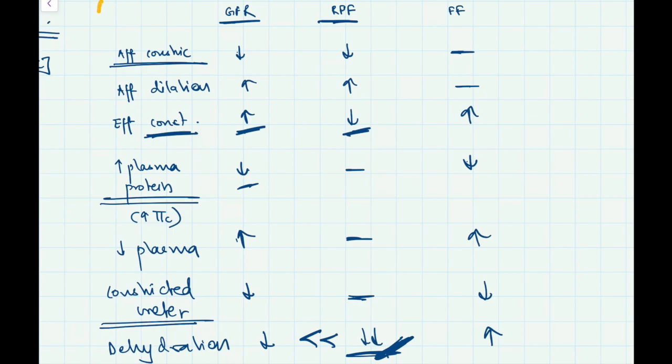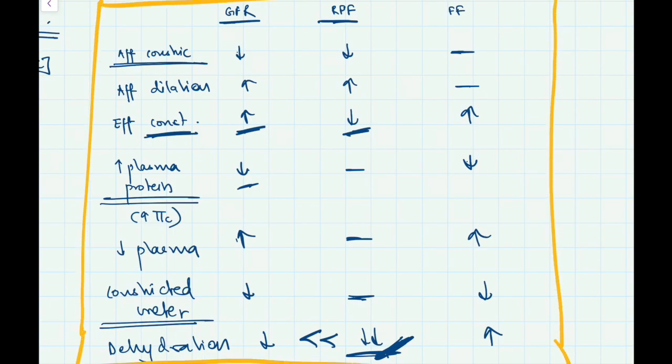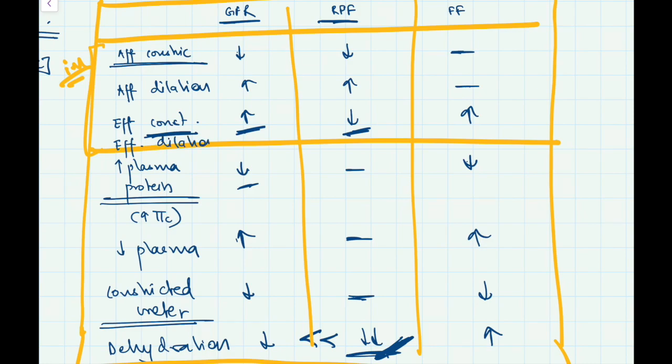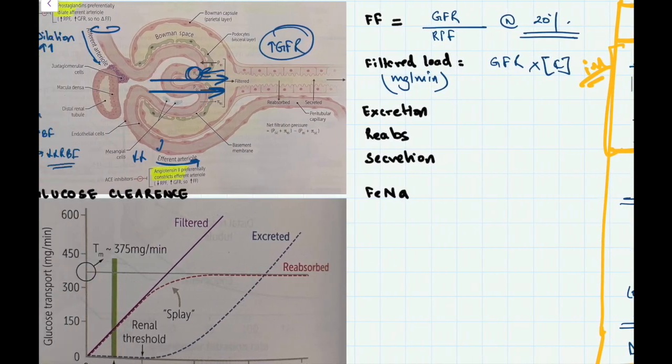So, these are the conditions, and this is the table that is given, which is very easy if you learn the concepts, right. These are important. We missed one condition, let us also discuss that. In case of efferent arteriole dilatation, what will happen, the GFR will decrease, but the renal plasma flow will increase. So, this will lead to a decrease in the filtration fraction again, right.